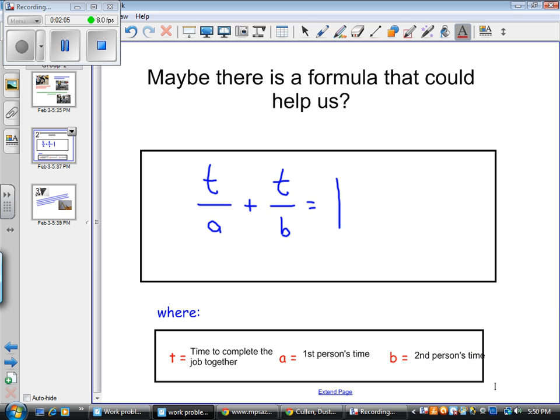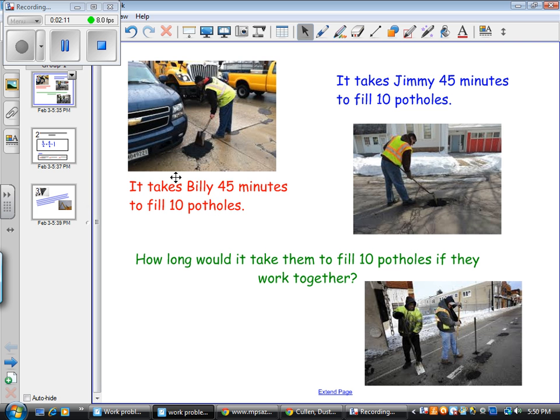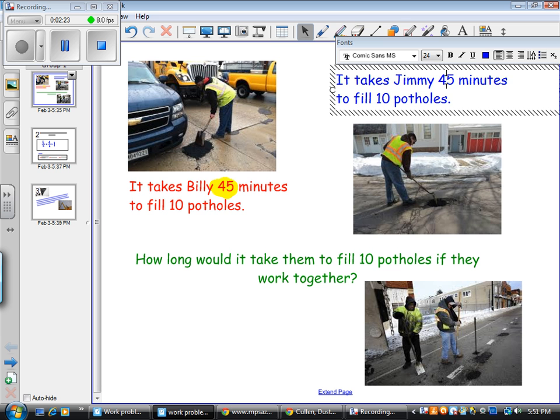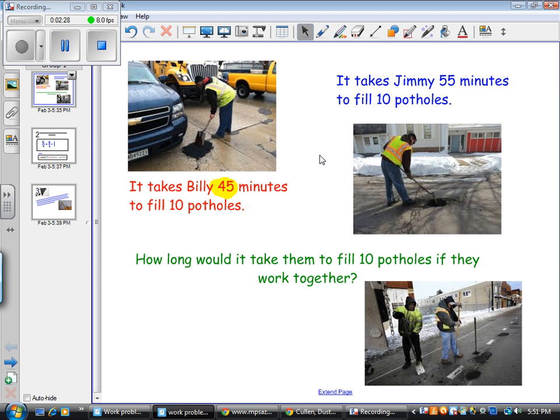All right, now in our particular situation here, if we go back a slide and we look, the first person is going to be Billy, and it took him 45 minutes. And the second person is Jimmy. And actually, you know what? I'm going to switch this to a 55. That's a little typo there. We don't want them to be the same. I'm going to switch that to 55. Sorry about that. So Jimmy is going to take 55 minutes.